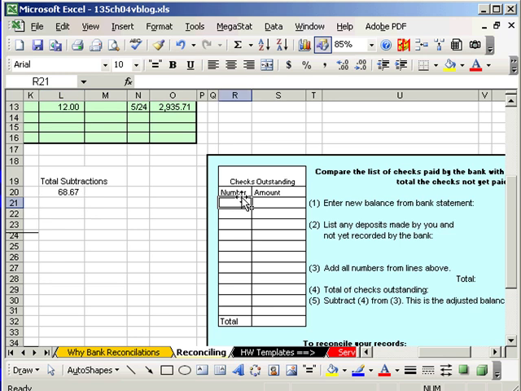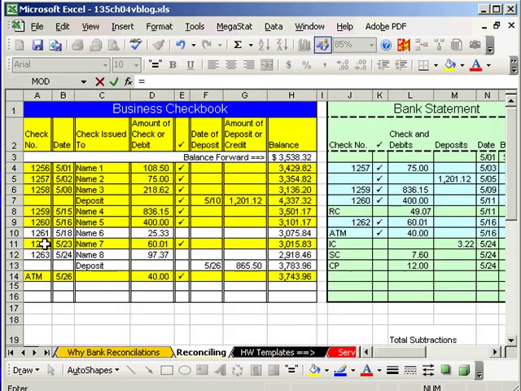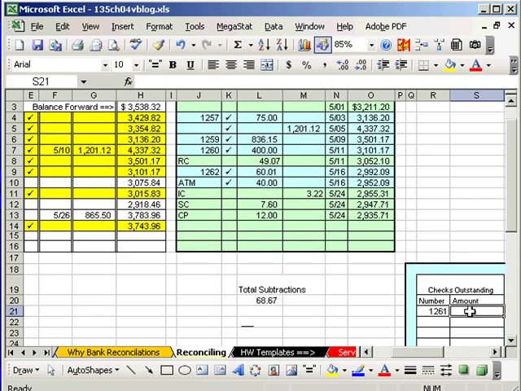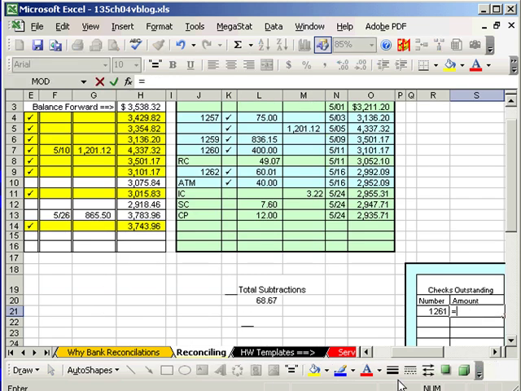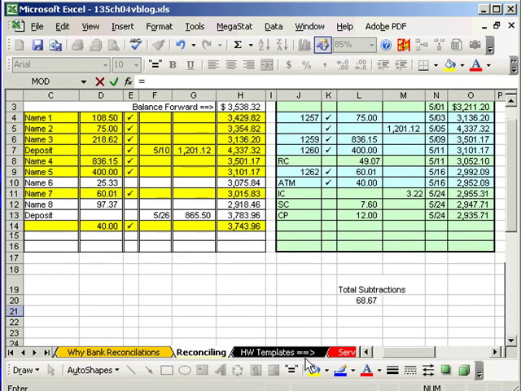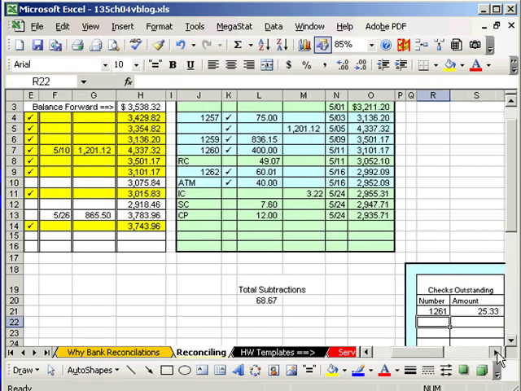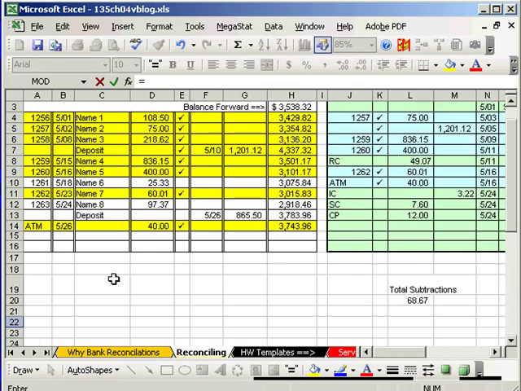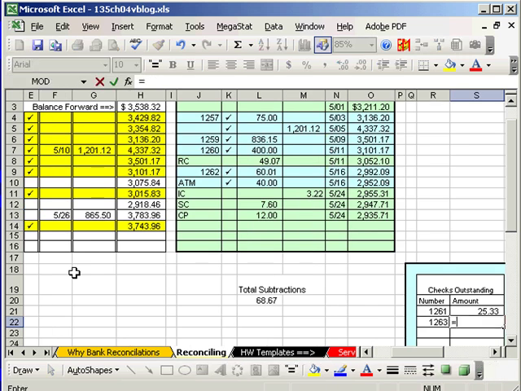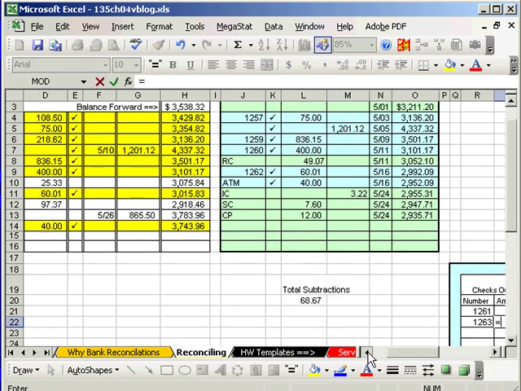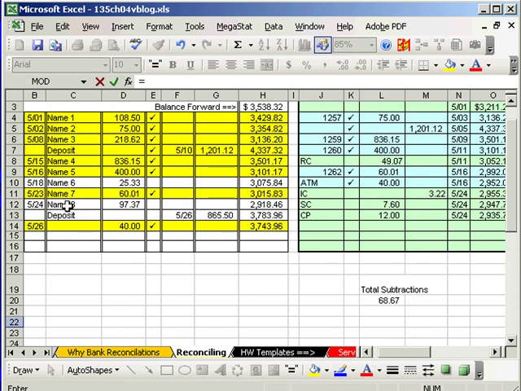Now the number, I'm going to say equals. Scroll over and it's check 1261. And I'm going to hit tab because that'll get me over to this cell. The amount is, better make sure. Yeah, it's 25.33. Enter. Notice that if you have a little list like this, it brought it over there. The check that we need to get is over here. It's 1263, tab, equals. Scroll over, make sure I got the right one.